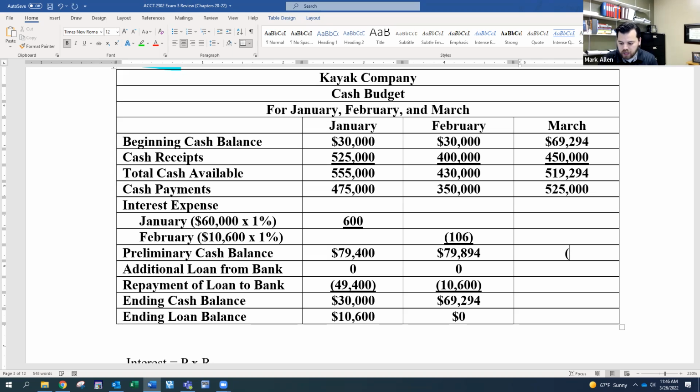I can say preliminary cash balance is actually negative 5,706. And remember, we need to be at $30,000. So I'll need a $30,000 loan for sure, but because I'm negative, I need to get back to zero first. So I'll need an extra $5,706 to get me there, which means the amount of the loan I need is the $5,706 to return me to a zero balance. Then I still need 30,000 to get me to that minimum balance requirement. That puts my actual repayment of loan, of course, at zero because we're not going to repay anything here. And that gets my ending cash balance to exactly what it needs to be, 30,000. And my ending loan balance to 35,706.